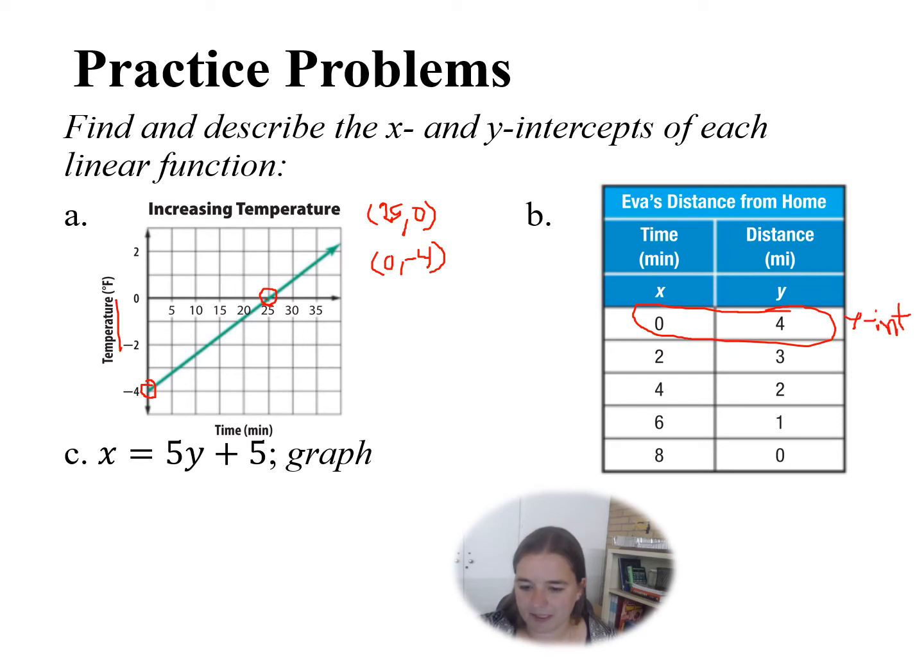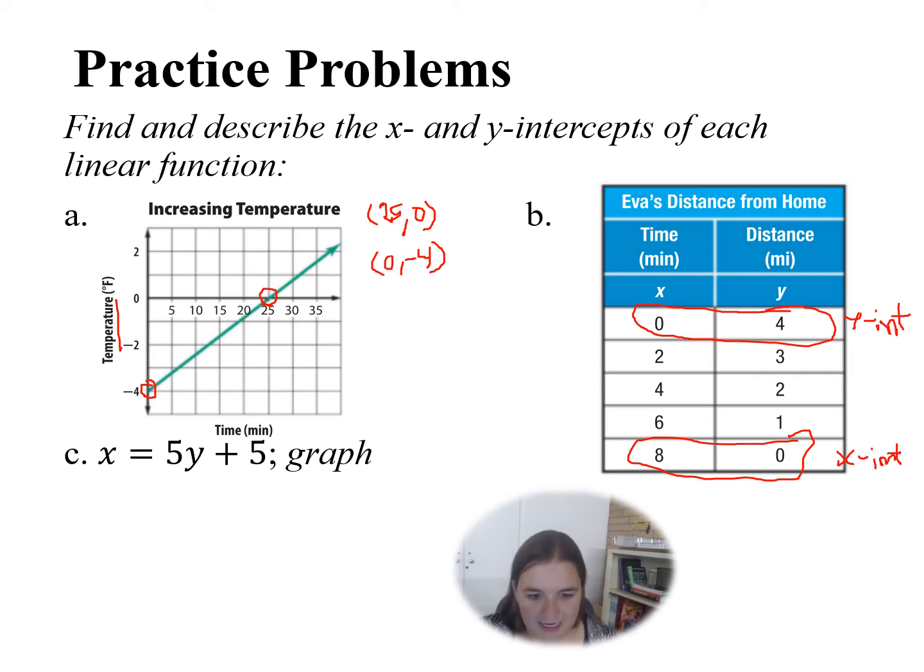My other spot that I see is (8, 0). Well, that one's going to tell me my x-intercept. I'm crossing the x-axis where, oops, there we go. It's hard to write on the screen here. I have an x-intercept at 8. That tells me that at 0 minutes, Eva is 4 miles from home, and at 8 minutes, she's home. She's 0 miles away.